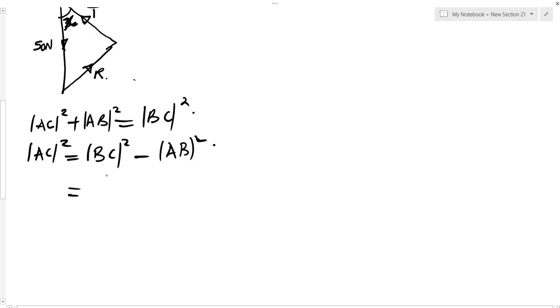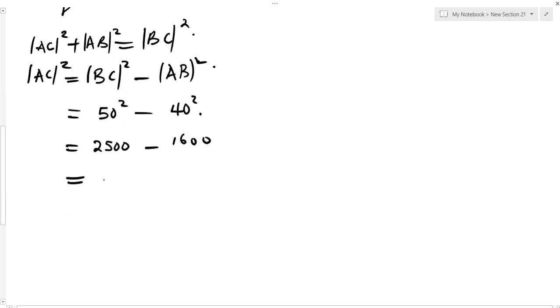Now, we have BC square to be 50 square minus AB, which is the length of the rod, 40 square. Now you have 2,500 minus 1600. This will give us 900. So AC square is 900. So now, taking the square root of both sides, you have AC equal to 30 centimeter.